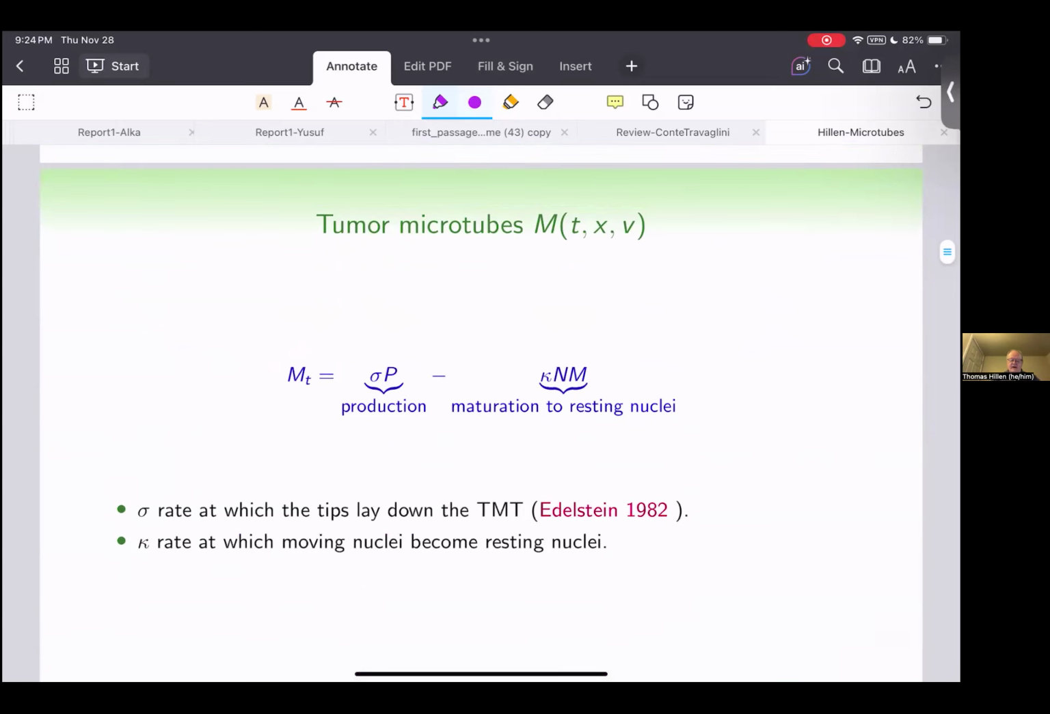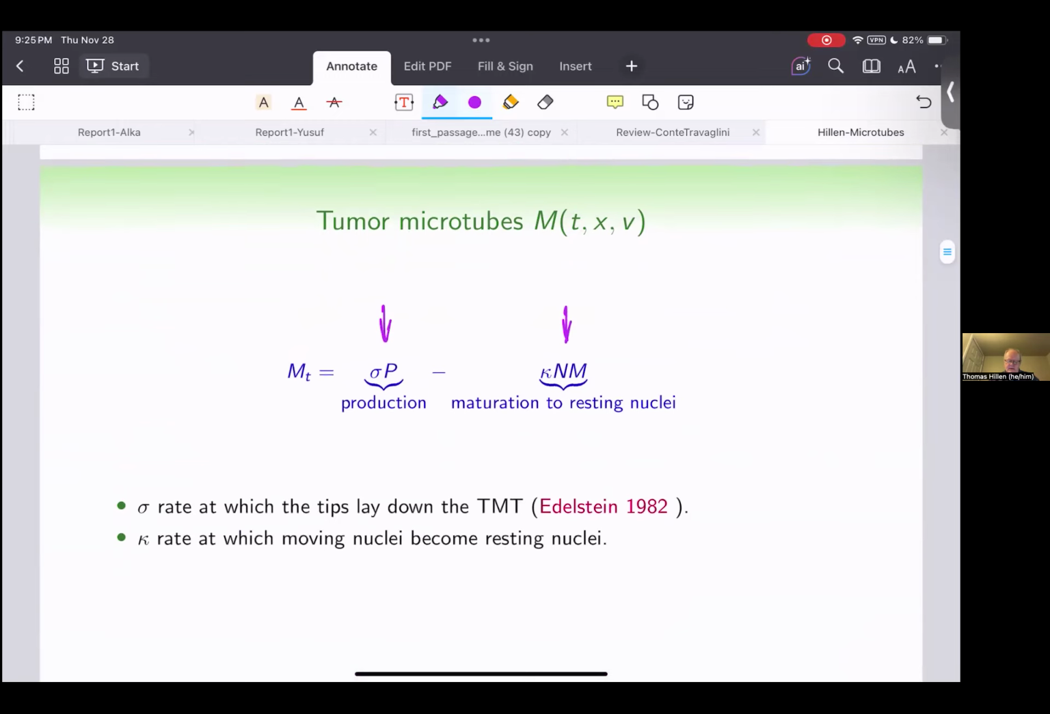So here is the microtubes M, and the microtubes are produced by the tips, which is this term, and then they can mature into bulk cells if a nucleus comes and settles. So N are the nuclei, and they form then bulk cells. So that equation is super easy, actually.